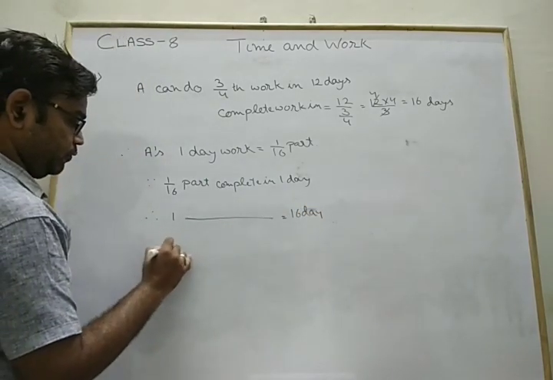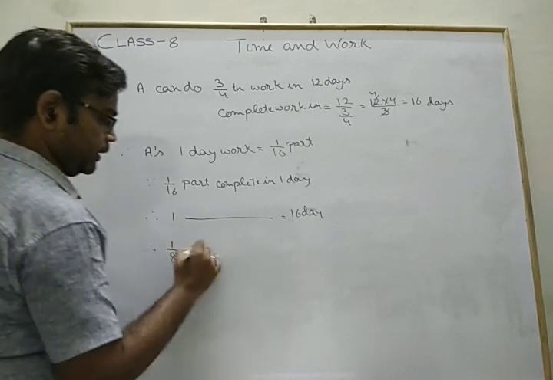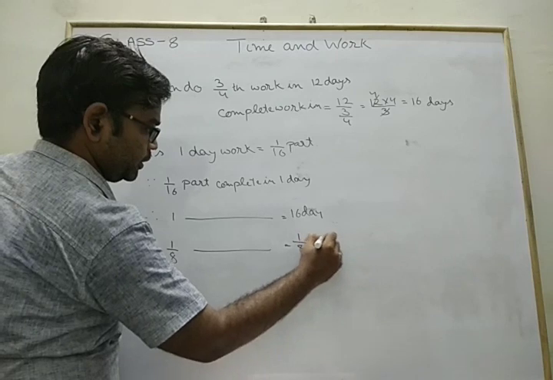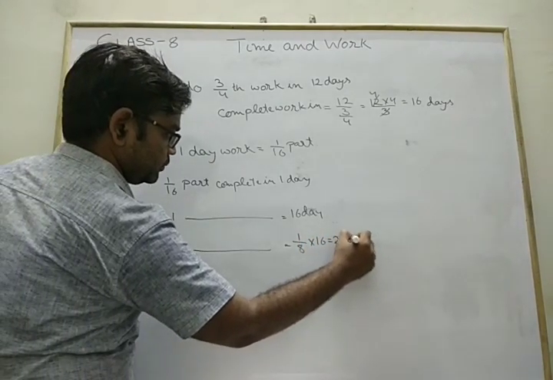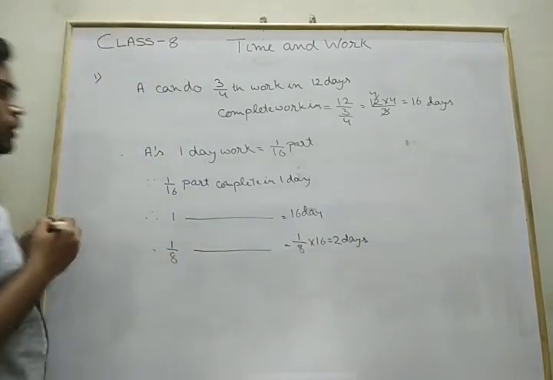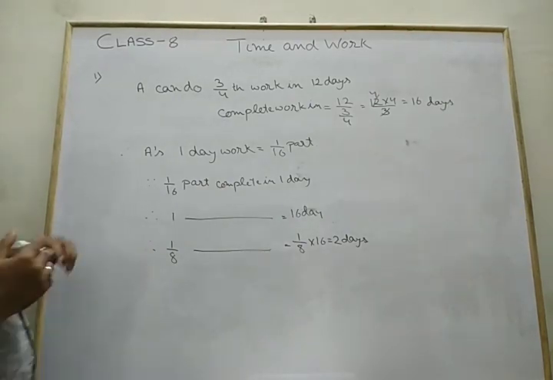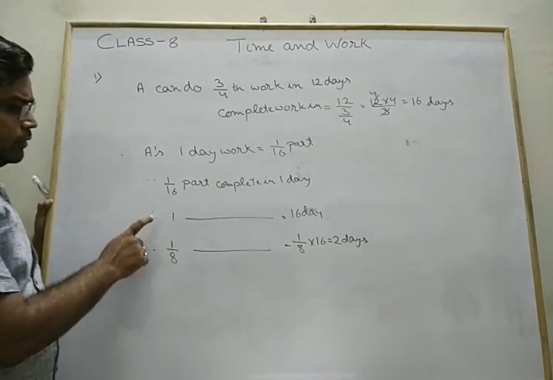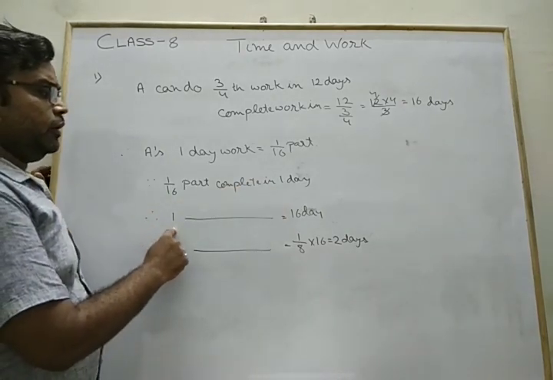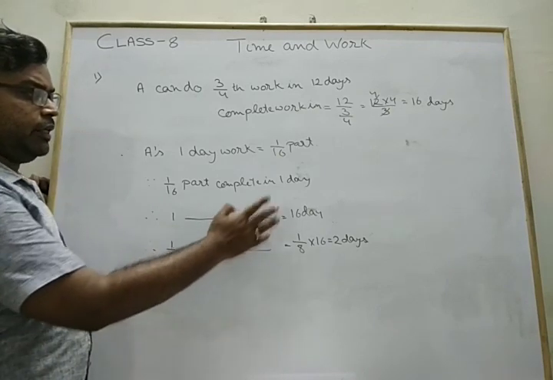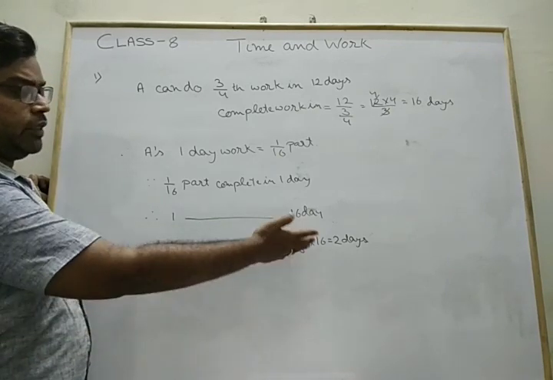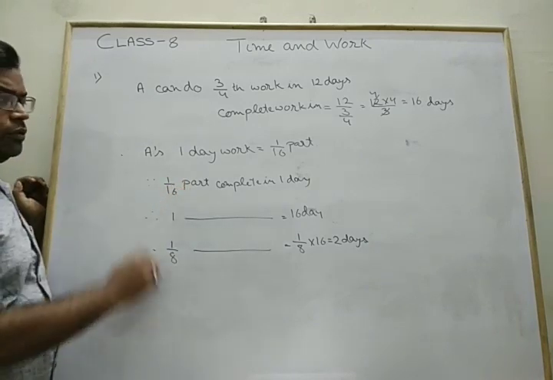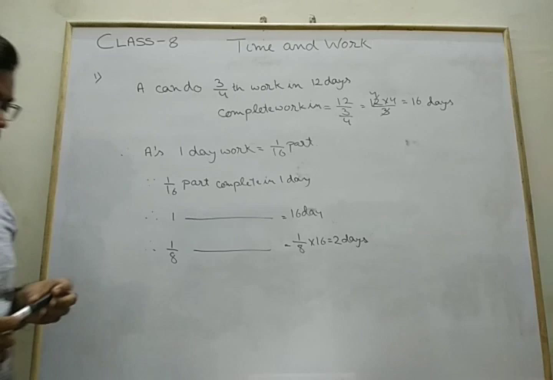therefore 1/8 part can be completed in 1/8 into 16 equals 2 days. Actually, we need not write this statement. We can easily write: since 1 work is completed in 16 days, so 1/8 work is completed in 16 into 1/8 days. So we may write or may not write this one. So this is your solution of question number 1.